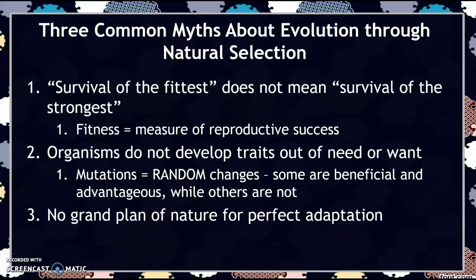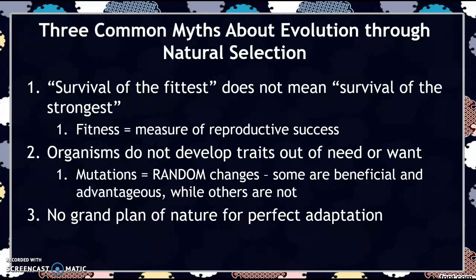So there are three major misconceptions that always come up when we talk about evolution and natural selection. First of all, survival of the fittest does not mean survival of the strongest. Fitness is not strength here. Fitness is a measure of reproductive success. So, for example, if you were in my bio class, you read this comic that was survival of the sneakiest.